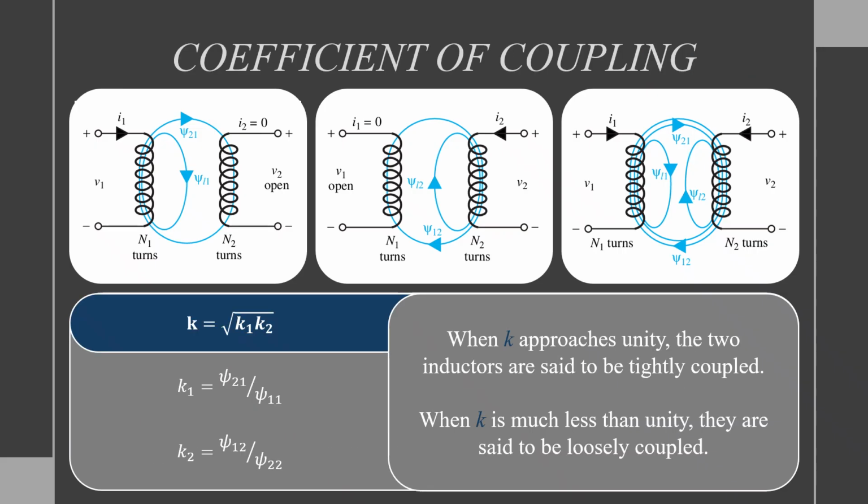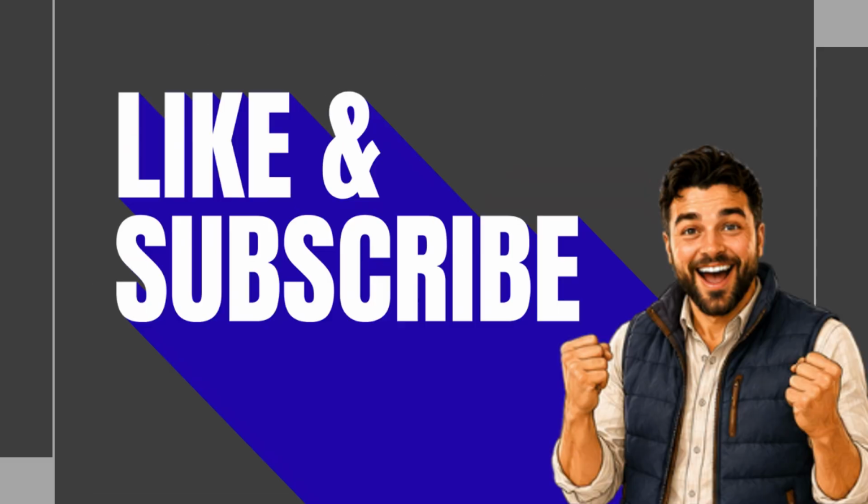The coefficient of coupling is given the variable k, which equates to the square root of the product of k1 and k2. When k approaches unity, the two inductors are said to be tightly coupled. On the other hand, when k is much less than unity, they are said to be loosely coupled.